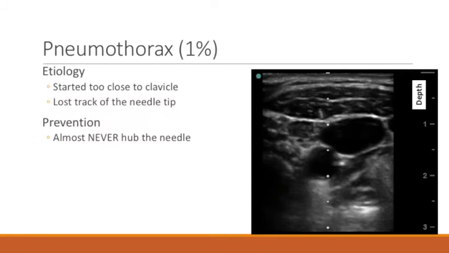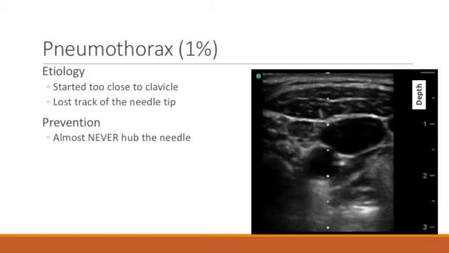So pneumothoraxes result if your needle puncture starts too close to the clavicle. So again, you should always stay at least 2 to 3 centimeters above the clavicle. The clavicle is really the gateway into the thoracic cavity. And always keep track of your needle and follow your needle tip.